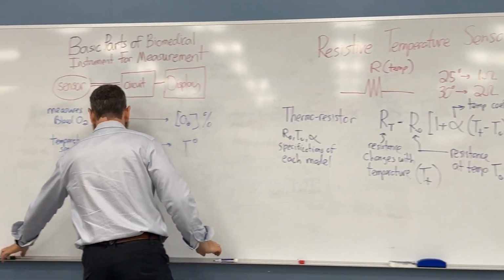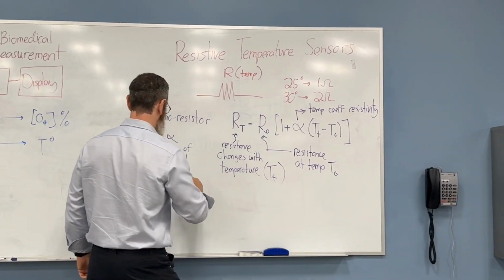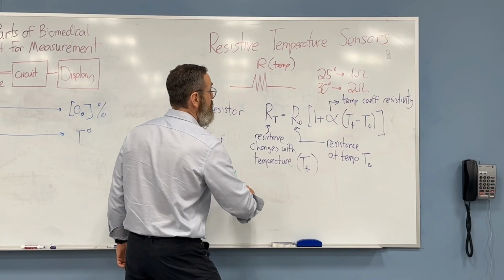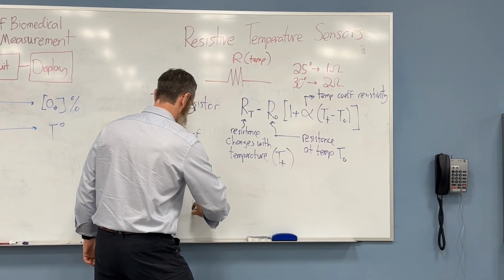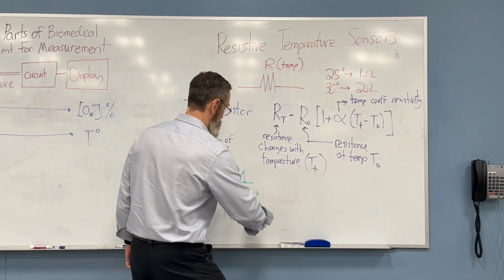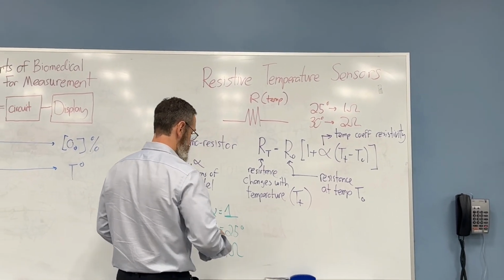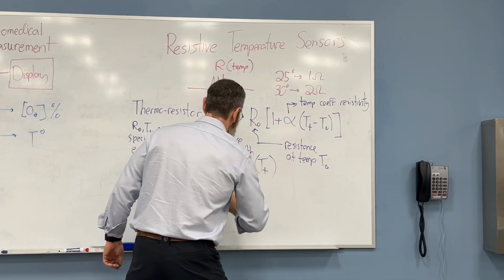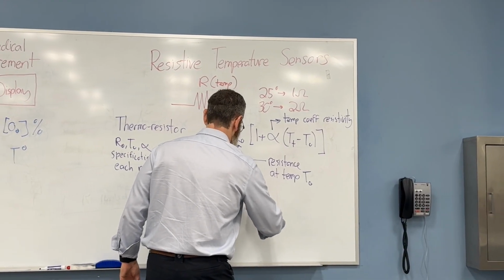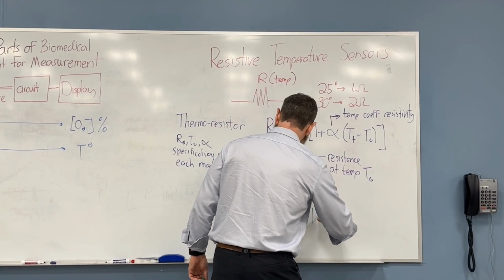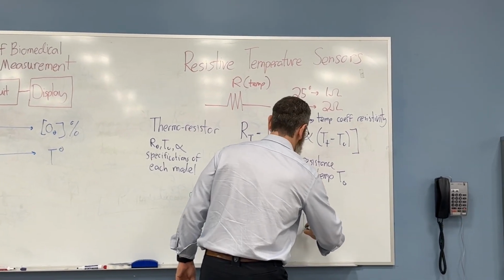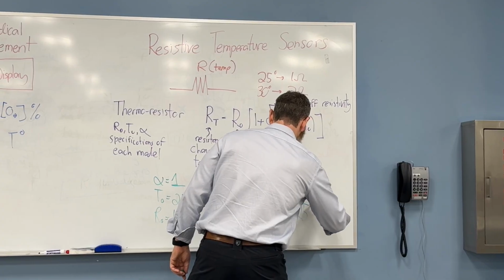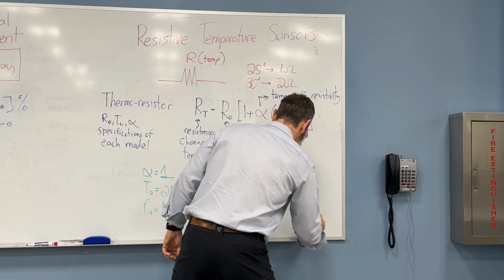So if, for example, it had the values of alpha equals 1 and T sub 0 equals, well, we'll use that example, 25 degrees, with an R sub 0, using the same example, equal to 1 ohm, then we will have a situation where R sub T is equal to 1 times 1 plus still 1, so very simple, times temperature T minus 25 degrees C. And there we have it.